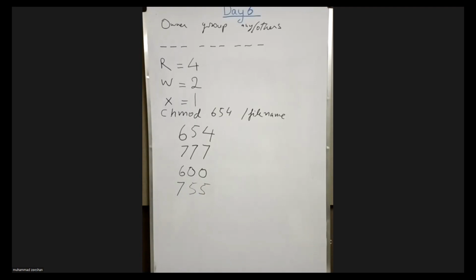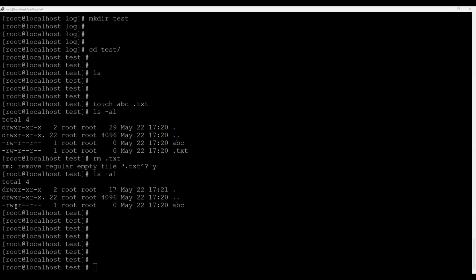Coming back to the screen. So if you can see the file ABC, the owner has read write permission. Owner is the root and the group is the root. And the group has read permission and anyone should also have a read permission. Correct? Let's go to our home directory.